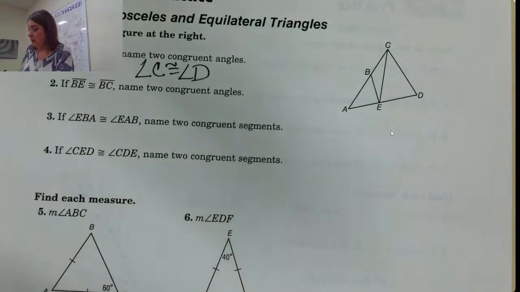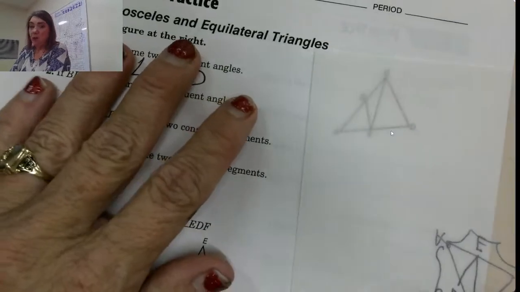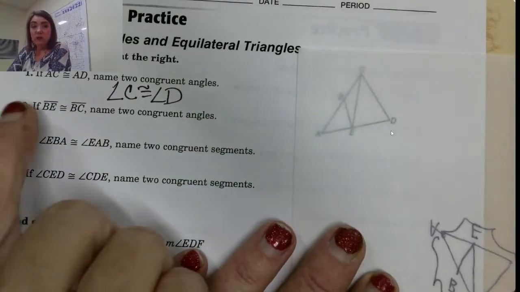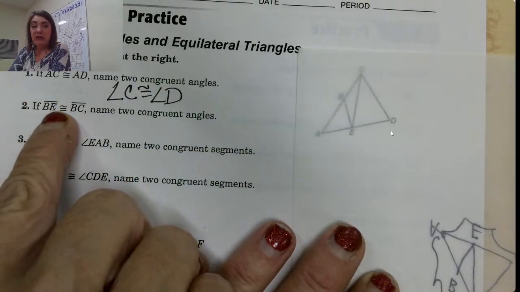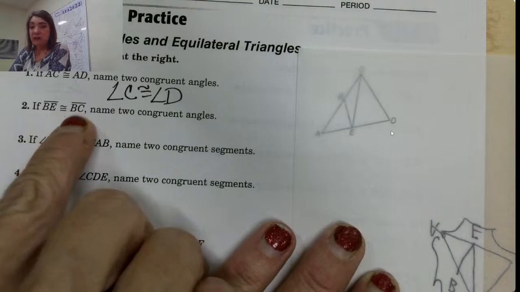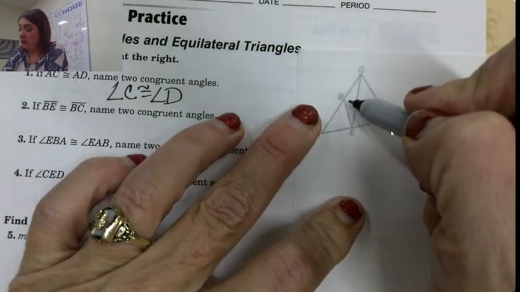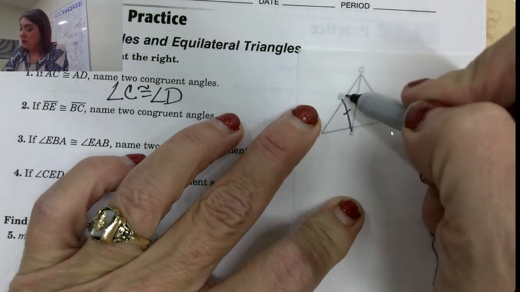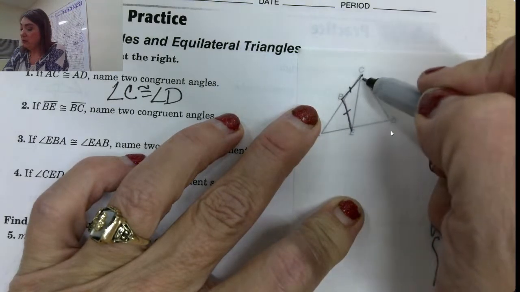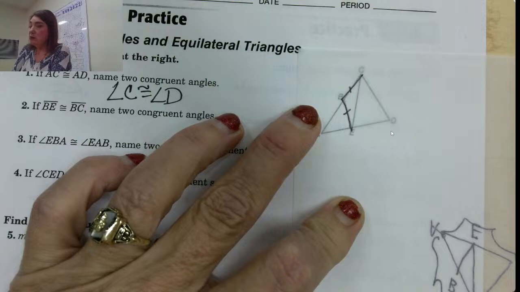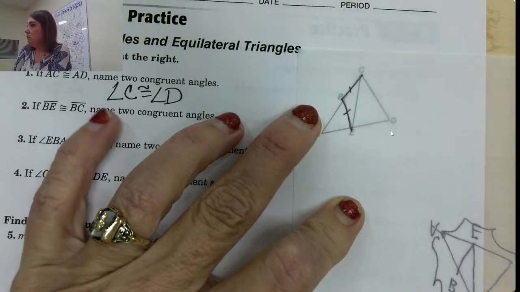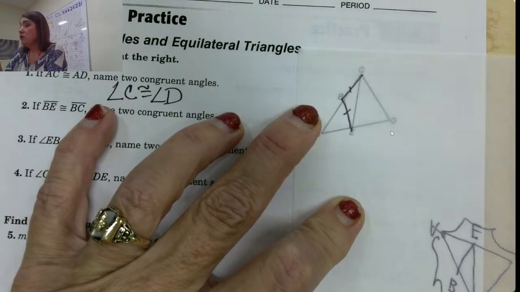Okay, so if we go back and look at this again, the next one says segment BE is congruent to segment BC. So segment BE, that's this right here, is congruent to BC. That's that right there. What triangle do y'all think they're talking about? They're talking about an isosceles triangle, but what would we name that triangle in this diagram?